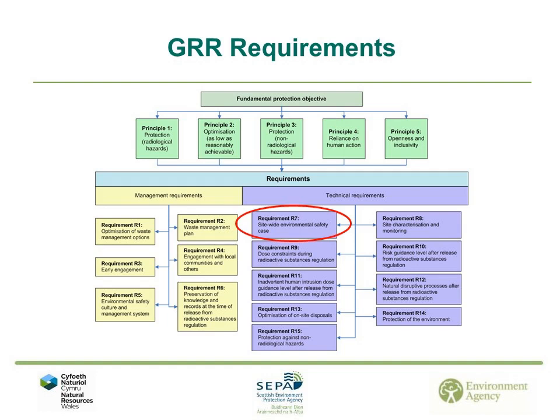GRR Requirements. This figure shows the structure of the GRR requirements. Requirement R7, the SWESC, is one of the 9 technical requirements in the GRR. The technical requirements and the management requirements both underpin the 5 GRR principles, which in turn underpin the fundamental protection objective.